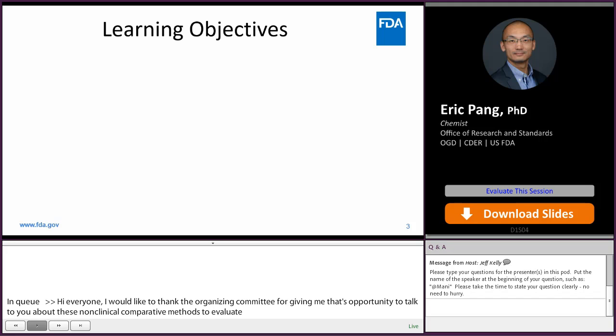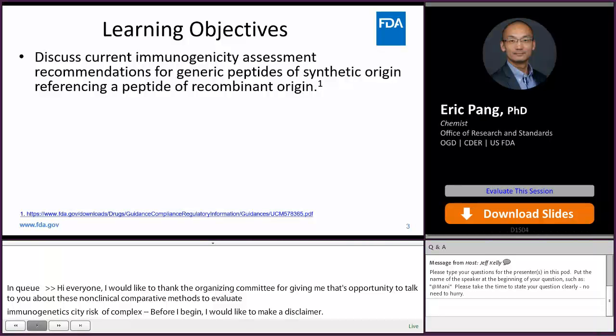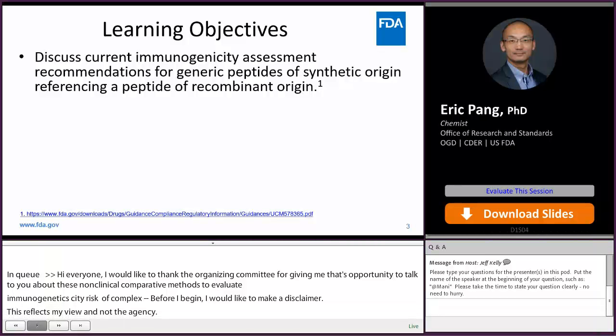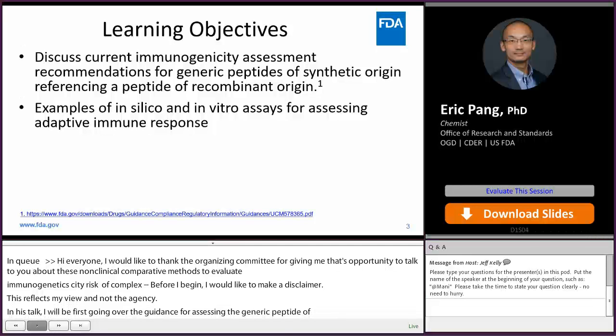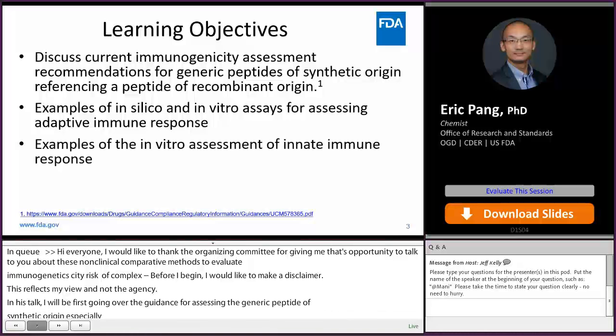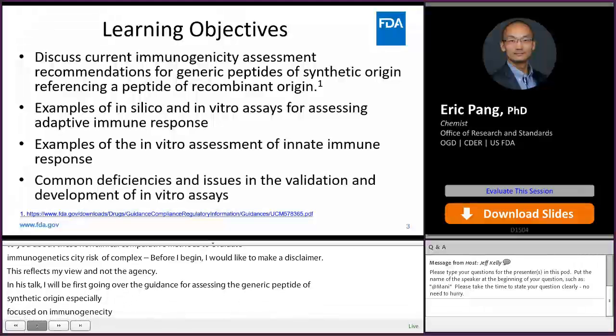In this talk, I'll first go over the guidance for assessing the generic peptide of synthetic origin referencing peptide of recombinant origin, especially focused on the immunogenicity risk assessment. And then for that purpose, I'll discuss some examples of in silico and in vitro assays of assessing adaptive immune response as well as innate immune response. And lastly, I'll mention a few common deficiencies and issues found during the validation and development of these in vitro assays.